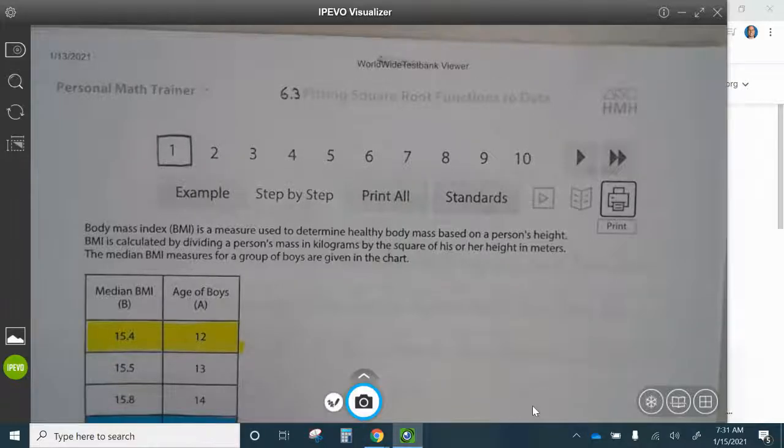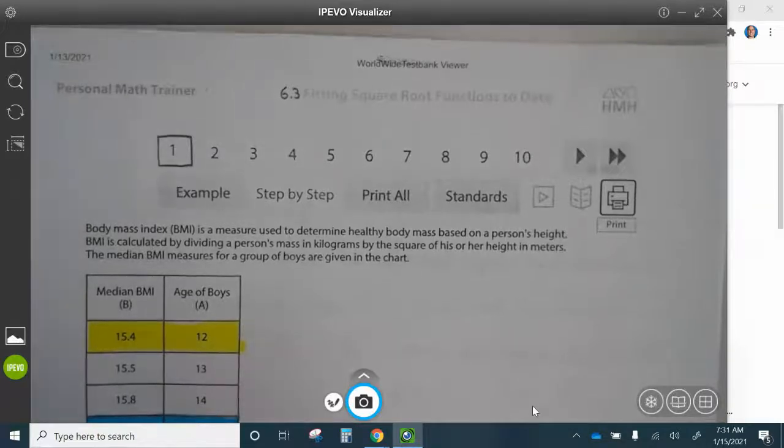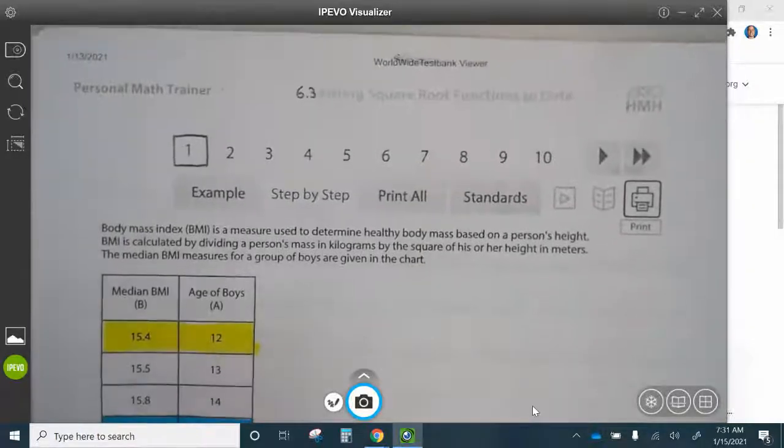Okay, Tailwind 6.3, fitting square root functions to data assignment tutorial. Question number 1. Body mass index, BMI, is used to determine healthy body mass based on a person's height. BMI is calculated by dividing a person's mass in kilograms by the square of his or her height in meters. The median BMI measure for a group of boys is given in the chart.